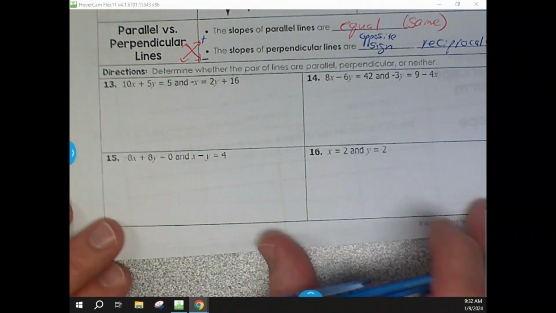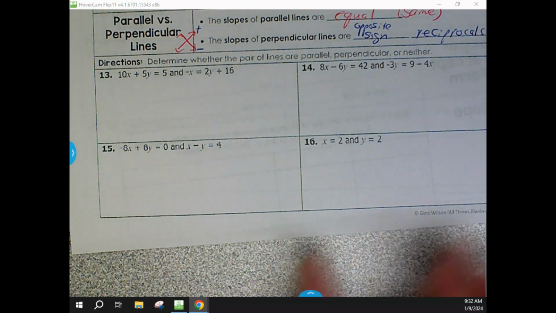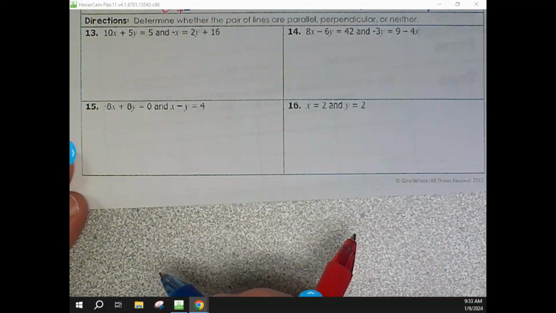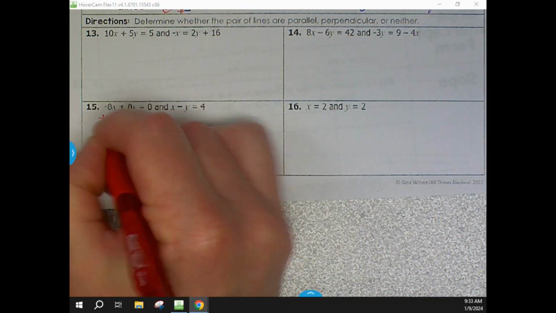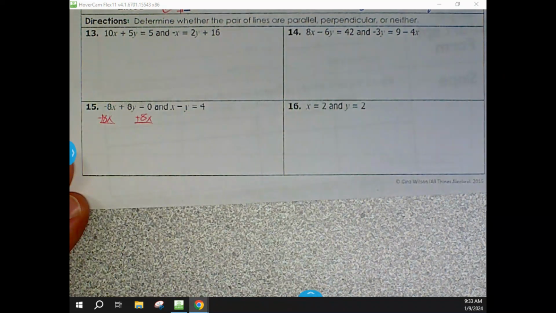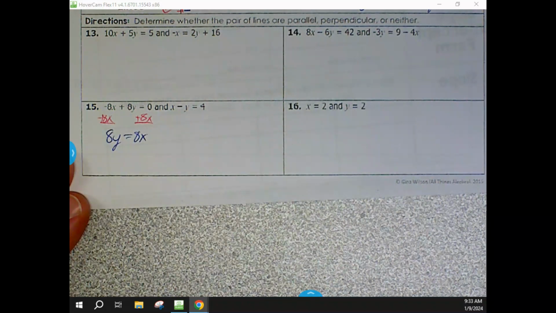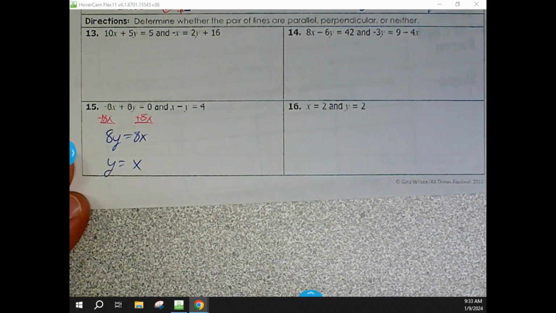Okay, so what we're going to do, we're actually going to go and just do a couple of these. Let's do 15 and 16 here together. Just make sure we got it. All right, so with 15, it says determine whether the lines are parallel, perpendicular, or neither. So for 15, let's just get this thing in y equals mx plus b form. That is a -8x there. So let's add 8x to both sides. So we got 8y equals 8x, or if we divide both sides by 8, that's y equals x.